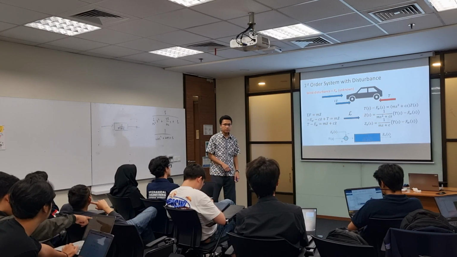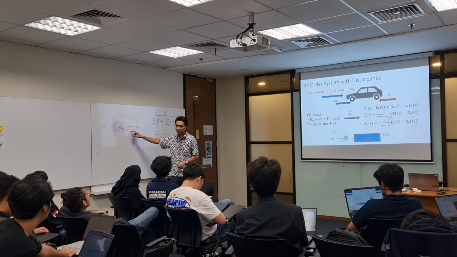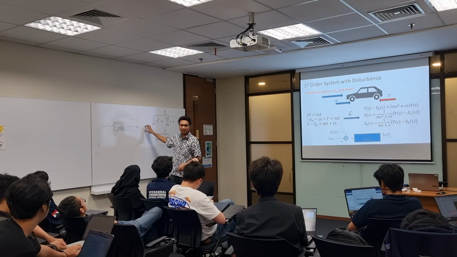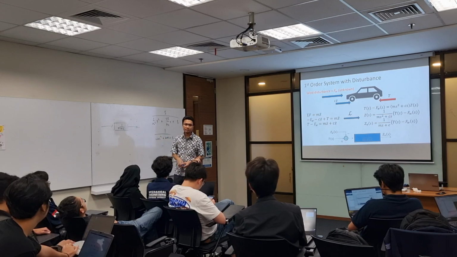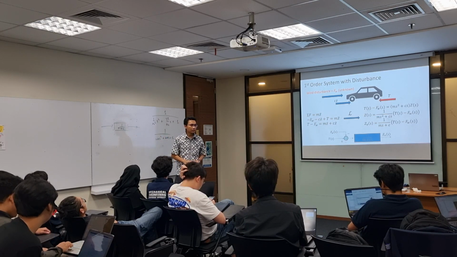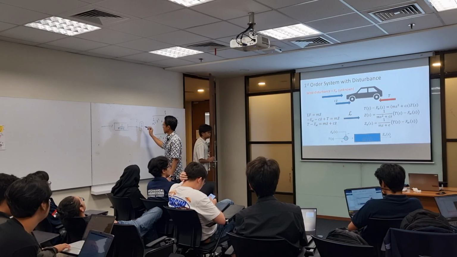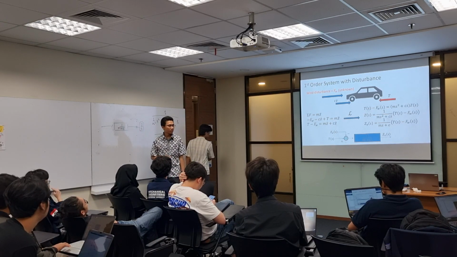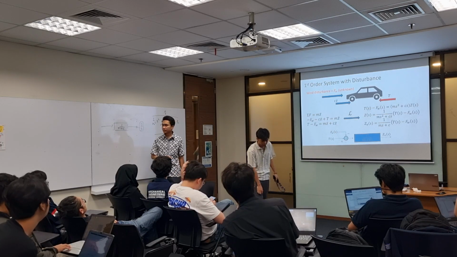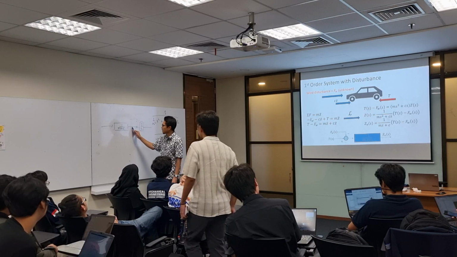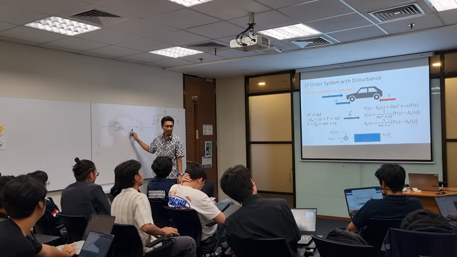So if you want to get it from the velocity to the displacement again, what do we do? We multiply by 1 over s. So this is a stable system, okay?